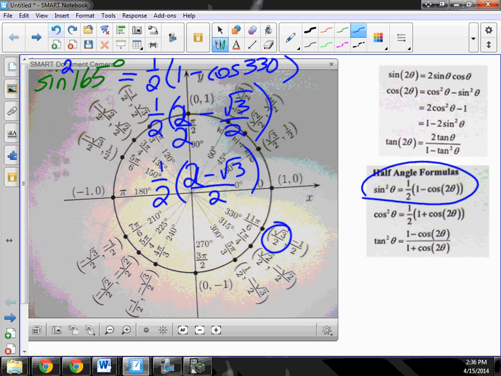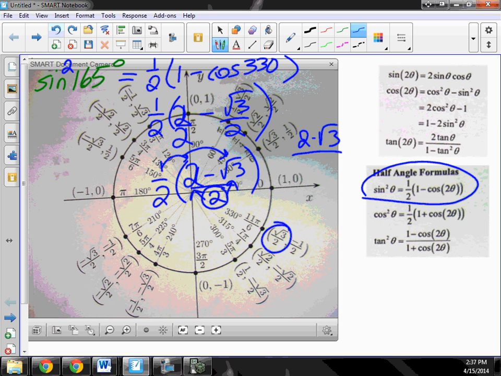Do the 2's cancel? No, they don't. You'd have to split it again. You could split it into 2 over 2 and root 3 over 2, and then the 2's cancel, but then we're back to where we started. So in order for this 2 to cancel, it has to cancel on both of them, and the root 3 does not have a 2 in front of it. So now I need to bring in this 1/2. So 2 minus root 3 over 4 equals the sine squared of 165.